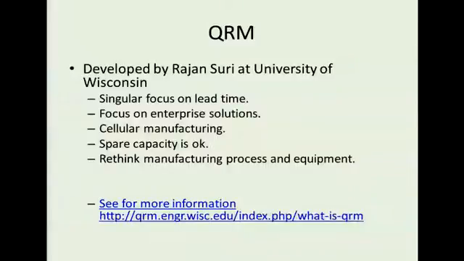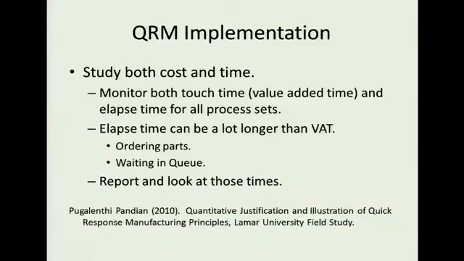Rethink the manufacturing process and equipment. Try to simplify it in terms of product proliferation. Quick response manufacturing studies everything based on both cost and time. Lean is so heavily cost focused that if you do lean, you're always looking for what? Waste. It's very hard to convince somebody that spare capacity is not waste, right?